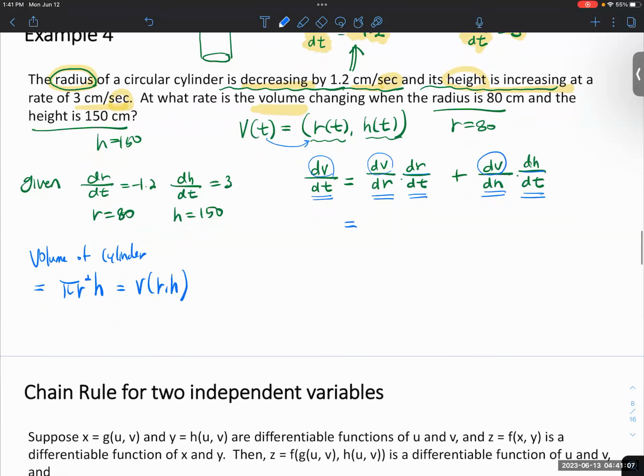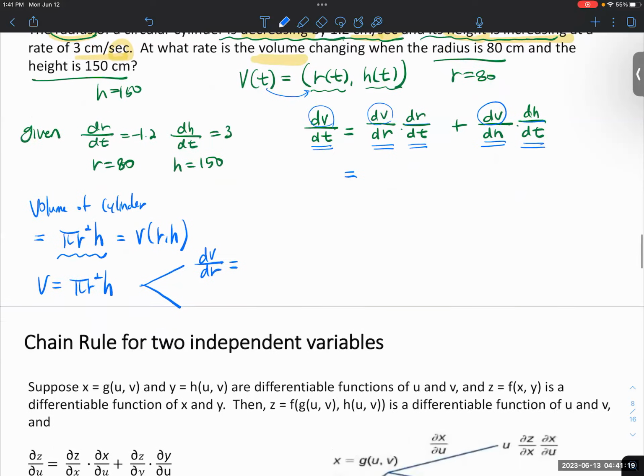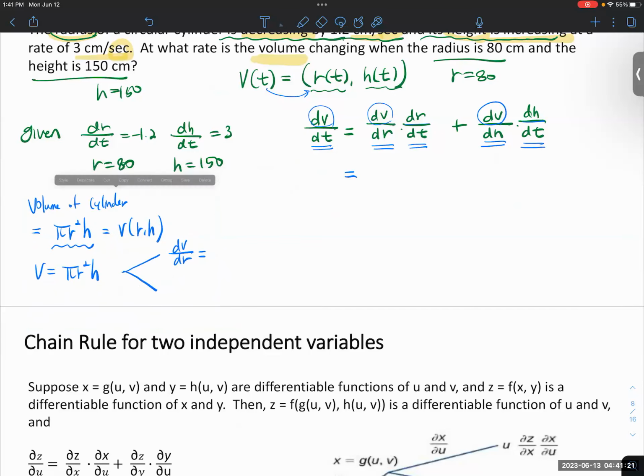So take a look at it. This is actually the volume, V equals pi r squared h. So now you have dV/dr. What is it? Now h is a constant, pi is a constant. So 2 r pi h. dV/dh, what happened? Pi r squared, they're going to be constant, h is going to be 1. So you have to think about this first, okay? And then we're going to plug in.